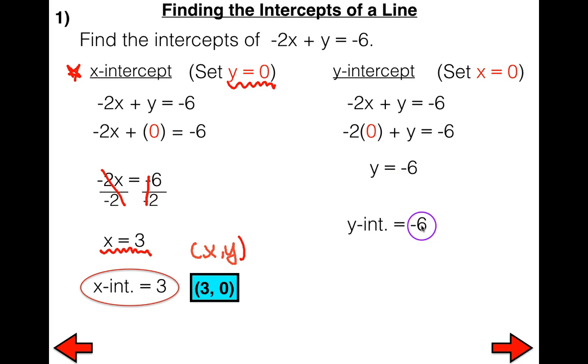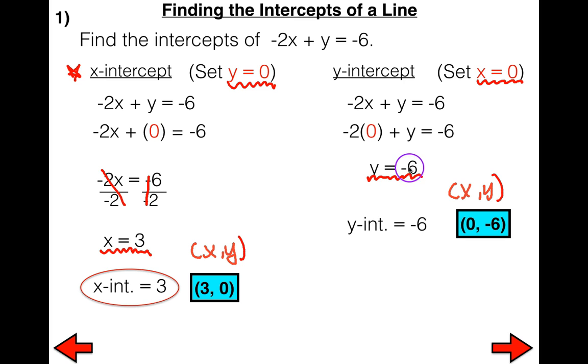If I were to write the ordered pair, I would have to note that y = -6 and x = 0. Once more, you write your ordered pair as (x, y). So please note that now you're going to put (0, -6), and that would be my y-intercept.